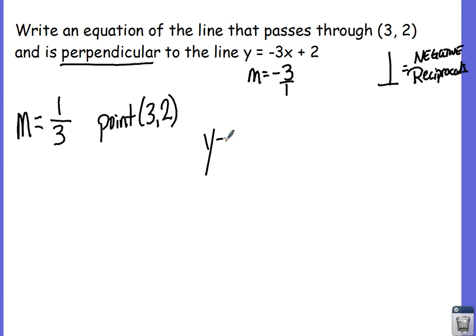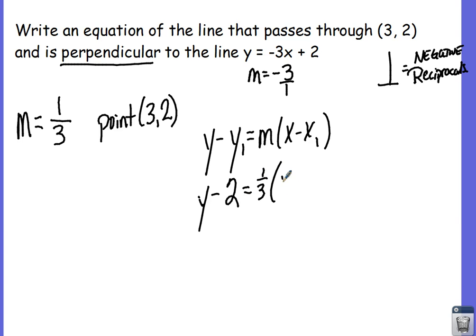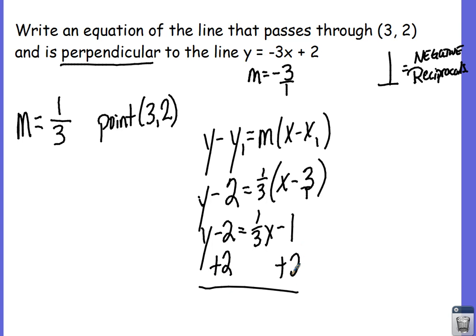So we're going to use the point slope formula, where y minus your y sub 1 is 2. Your slope is 1/3. X minus, and your x coordinate is 3. So we need to distribute: y minus 2 equals 1/3 x. 1/3 times 3, remember the 3's will cancel, so I get minus 1, and then add 2. So y equals 1/3 x plus 1.